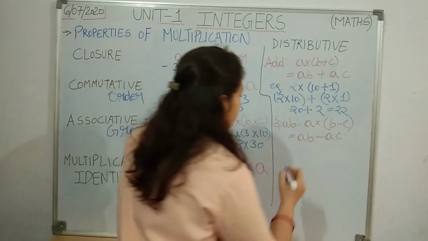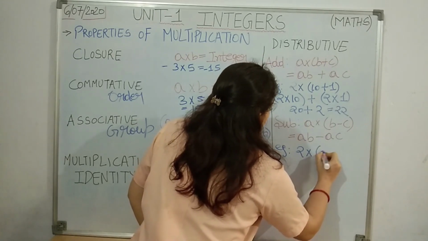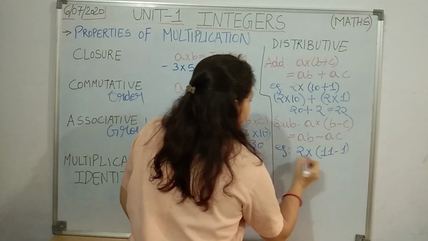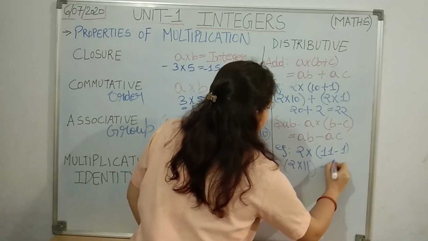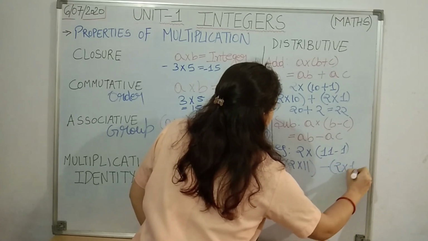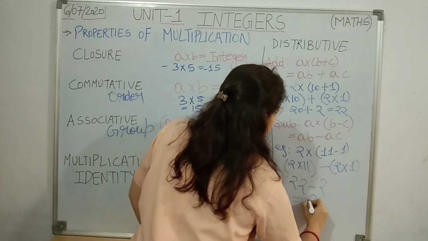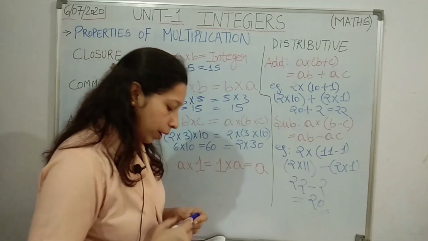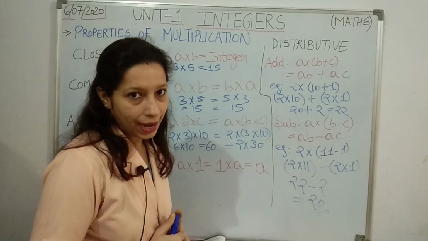Now let's see one more example. 2 into (11 minus 1). So multiply 2 with 11, then subtract and again multiply 2 with 1. 2 11s are 22, 2 1s are 2, the result is 20. So this is the distributivity property of multiplication, where we can distribute the integers for adding and subtracting.